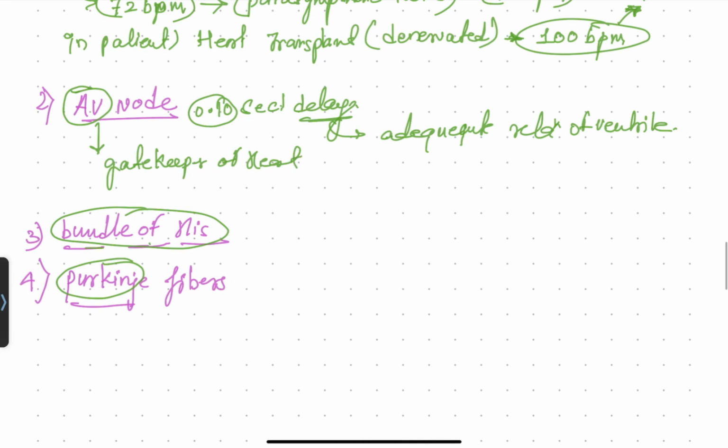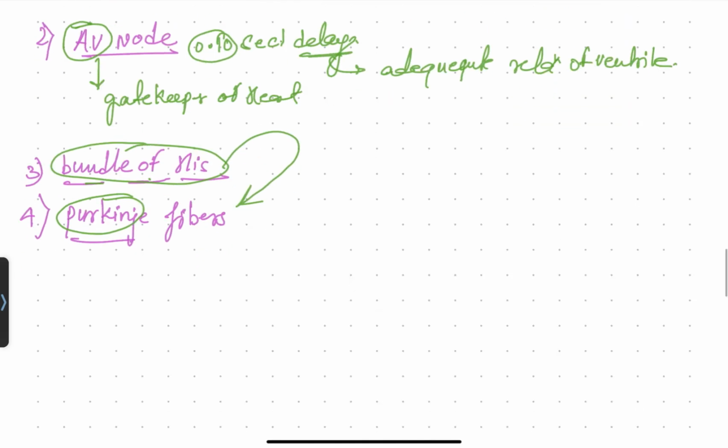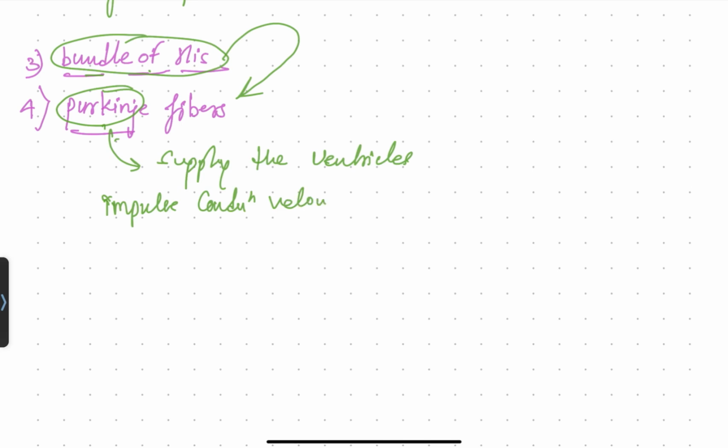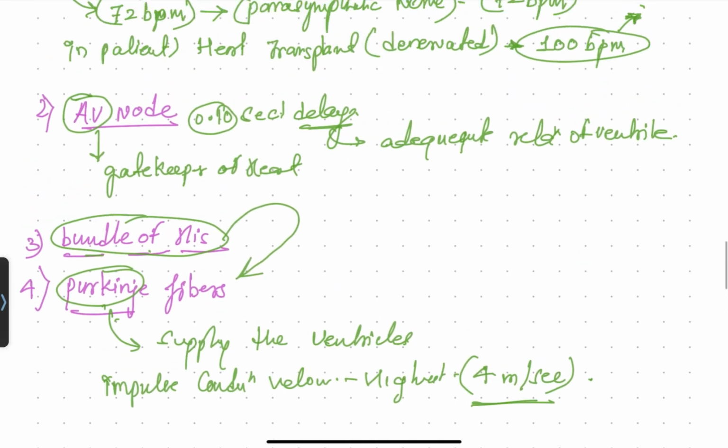Then next, through the bundle of His, this impulse will go to the Purkinje fibers. So these Purkinje fibers will supply the ventricles. And here the impulse conduction velocity will be the highest. And how much? This is 4 meters per second. Highest velocity. So this is all about the action potentials.